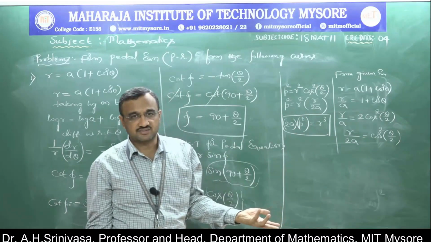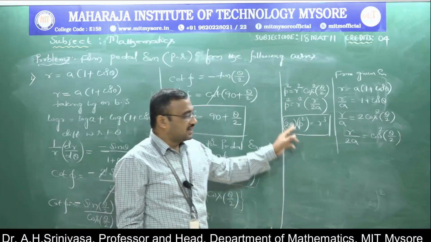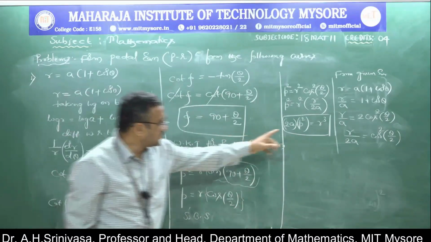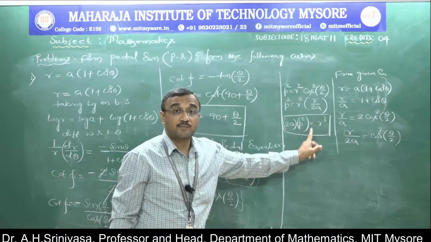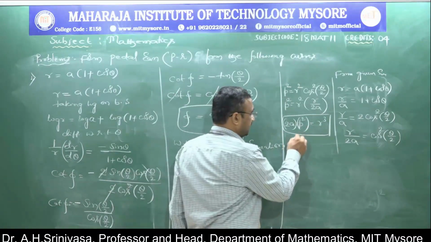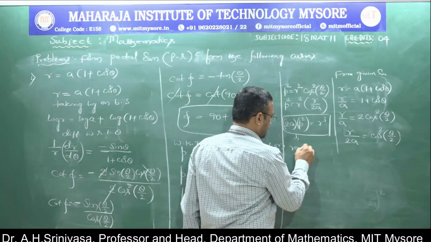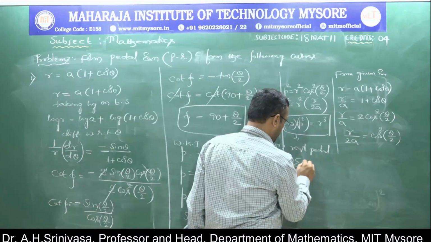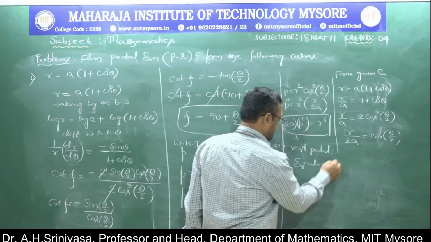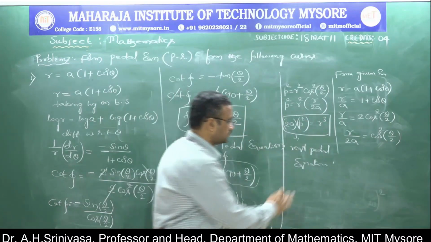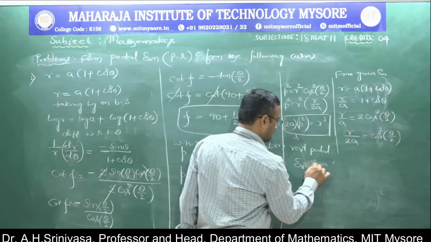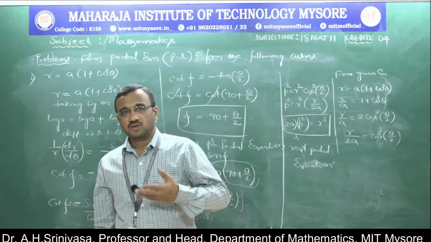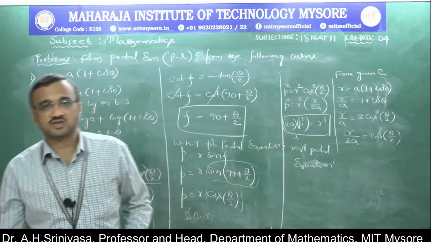No problem about the constant. Simply say an equation is said to be a pedal equation if it contains only p and r, and this is the required pedal equation. So this is the way, this is the procedure to find out the pedal equation.